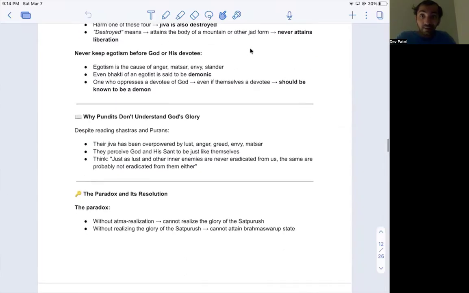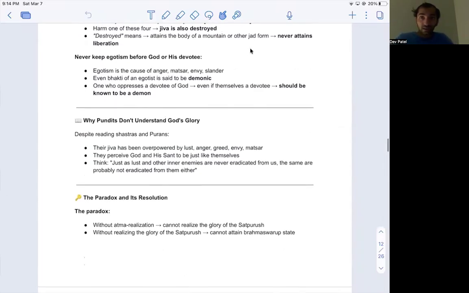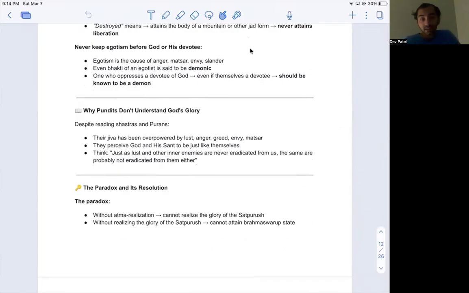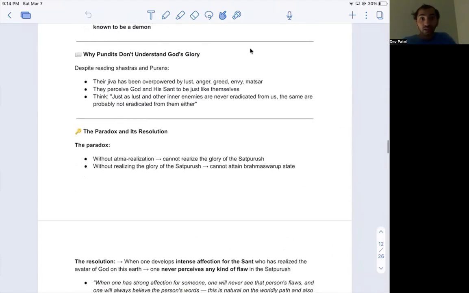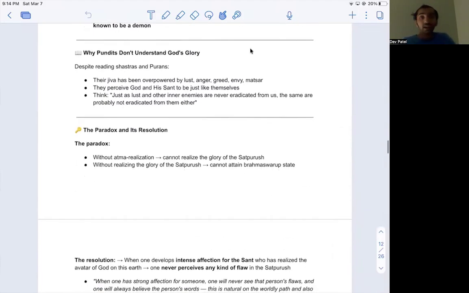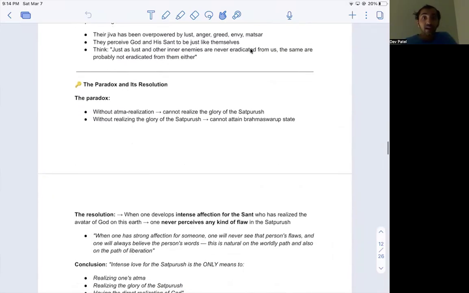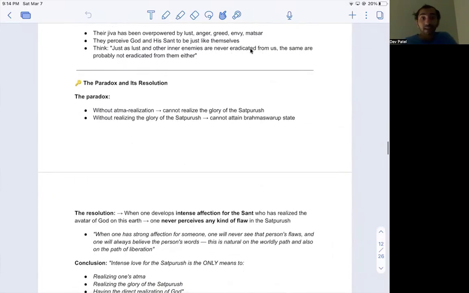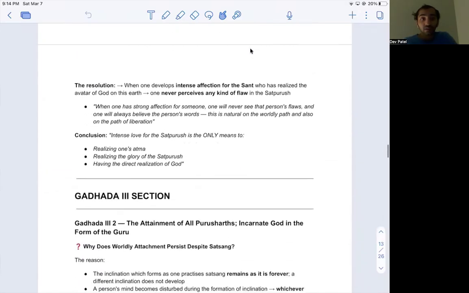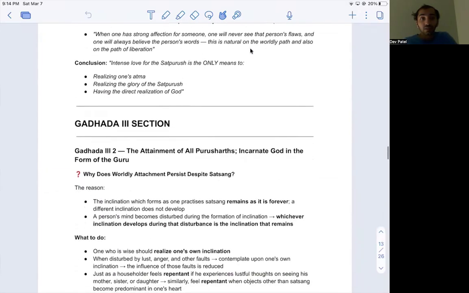So here we have the destruction of the Jeev. We also have the paradox. You can think of the paradox as linked to the destruction, and the paradox is that Atma realization cannot understand glory, and no glory cannot realize Atma realization. So intense affection for the Satguru, never perceive any flaws. Gara 3 section, attainment of all Purusharths.